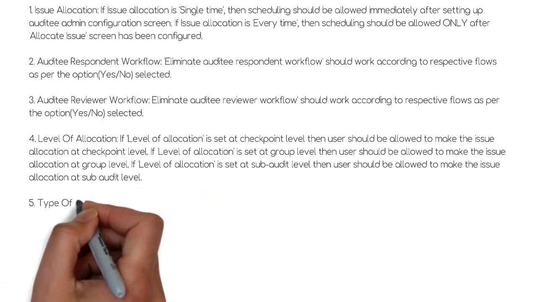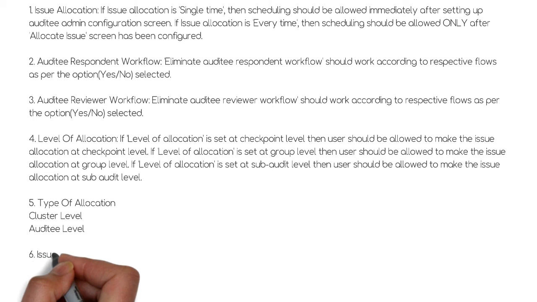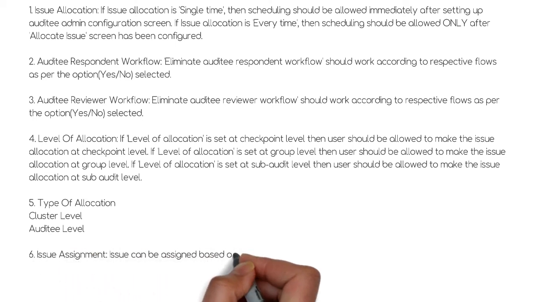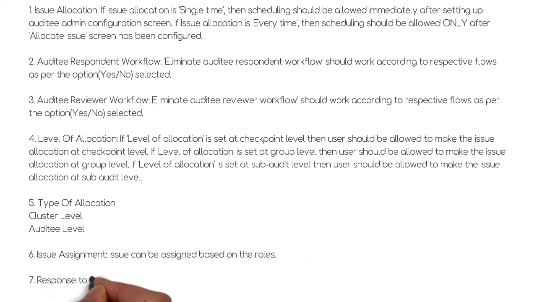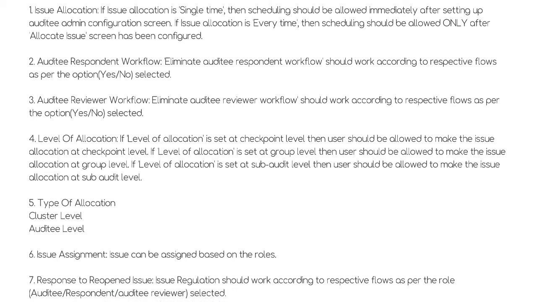Number 5, type of allocation: cluster level, auditee level. Number 6, issue assignment. Issue can be assigned based on the roles. Number 7, response to reopened issue. Issue resolution should work according to respective flows as per the role auditee respondent, auditee reviewer, selected.